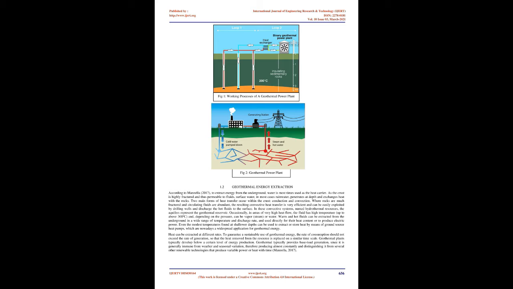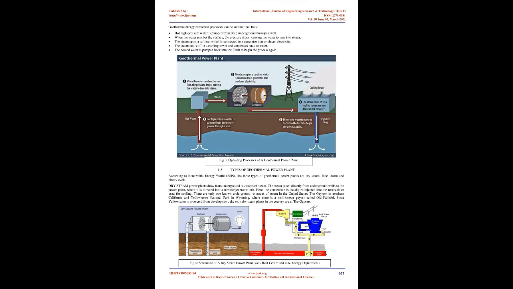Geothermal energy extraction. According to Manzella, 2017, to extract energy from the underground, water is most times used as the heat carrier. As the crust is highly fractured and thus permeable to fluids, surface water, in most cases rainwater, penetrates at depth and exchanges heat with the rocks. Two main forms of heat transfer occur within the crust, conduction and convection. Where rocks are much fractured and circulating fluids are abundant, the resulting convective heat transfer is very efficient and can be easily exploited by drilling wells and discharging the hot fluids to the surface.